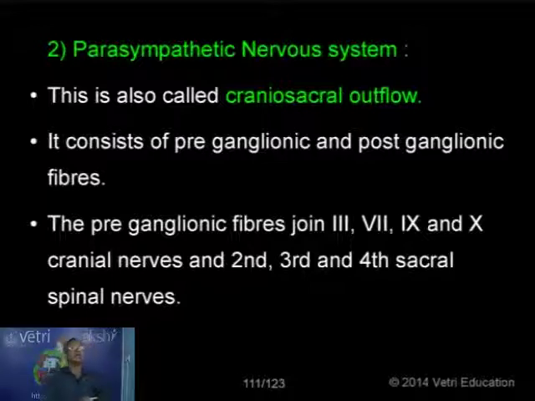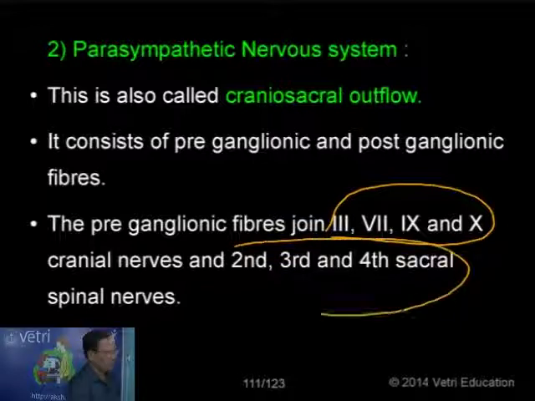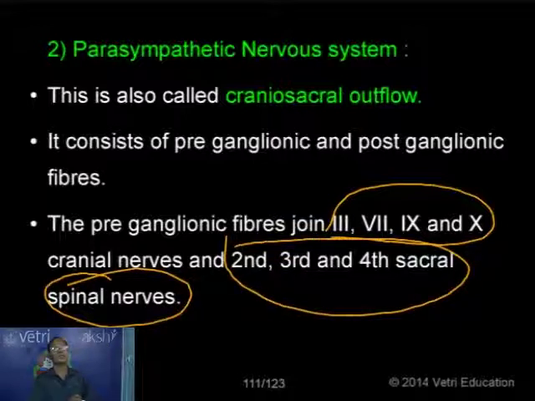The preganglionic nerve fibers normally join the 3rd, 7th, 9th and 10th cranial nerves, and also the 2nd, 3rd and 4th sacral spinal nerves. That is why they are called the craniosacral outflow. So these preganglionic nerve fibers are connected to the 3rd, 7th, 9th and 10th cranial nerves, and also the 2nd, 3rd and 4th sacral spinal nerves. Hence the name craniosacral outflow. They are connected to spinal nerves and also cranial nerves of the brain.